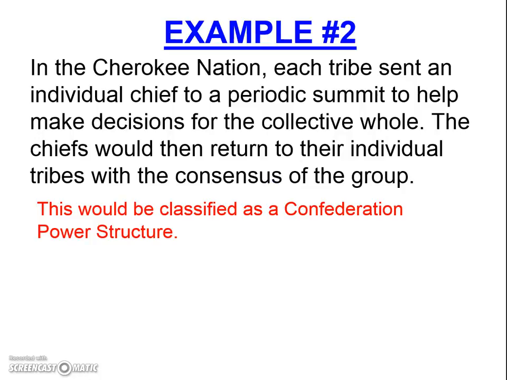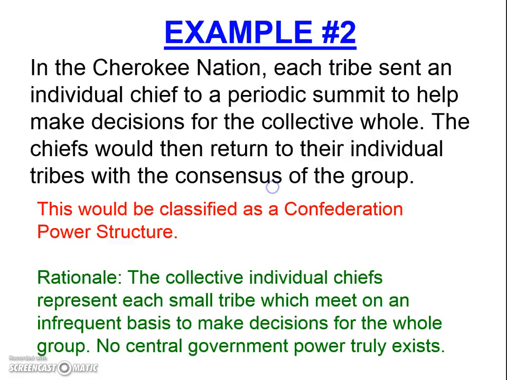Here's the rationale why this is a confederation type of power structure. Basically, the collective individual chiefs represent each small tribe, a small government body that meet on an infrequent basis to make decisions for the whole group. No central government power truly exists. Yes, they met with a large government body at this summit, but the summit only met as a result of each individual deciding to meet for their smaller tribes. So even though they met as a large government body, it was really the decisions of all the smaller chiefs that were making the decisions for the whole group.